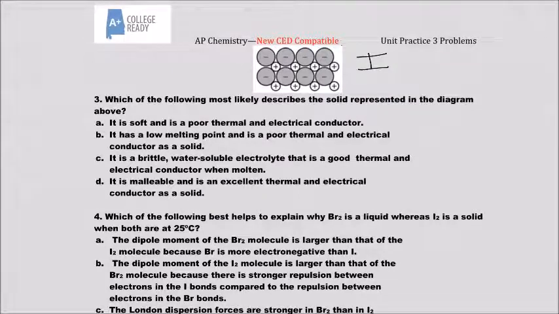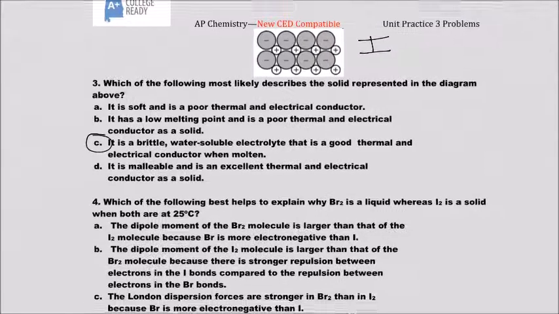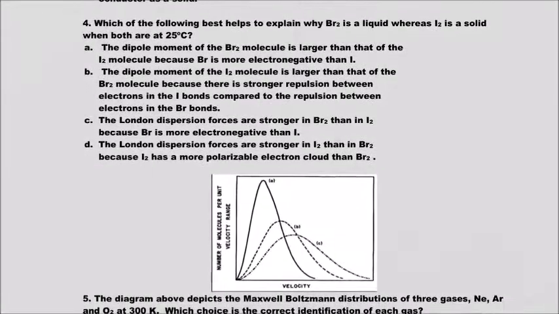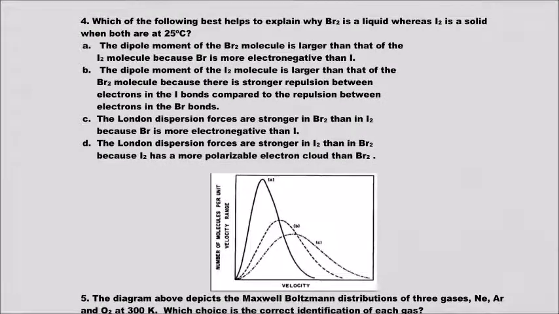So A, soft, poor. Ionic compounds aren't soft, so we know it's not A. B, low melting point. Doesn't have a low melting point. C, brittle, water-soluble electrolyte. There's a good thermal and electrical conductor when molten. That sounds really good because D is malleable. That would be a metal, so we know it's not D. Moving right along, number 4.